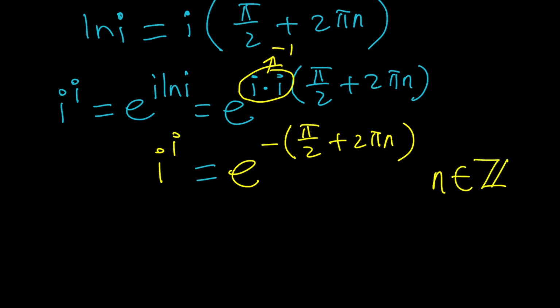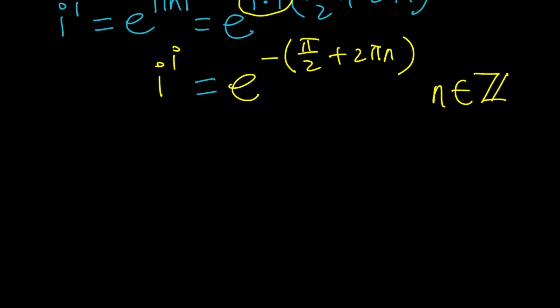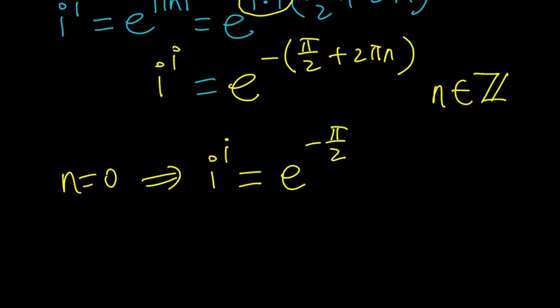Again, this is multi-valued. Depending on the value of n, you're going to get different values, and they are incremented basically by multiples of 2 pi. Make sense? Great. Now what happens if n is equal to 0? You're going to get i to the i equals e to the power negative pi over 2. By the way, hopefully you noticed that i to the i, even though i and i are both imaginary, i to the i is actually real. Okay, that is the real deal.